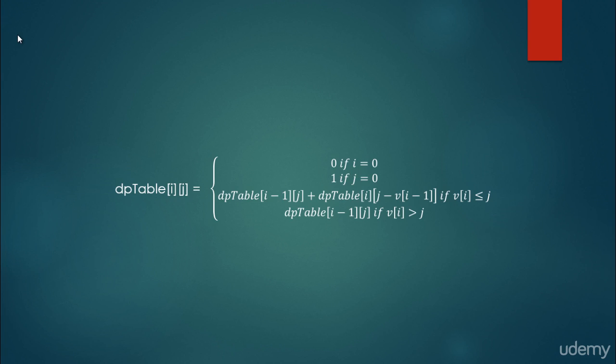Otherwise, if vi is less than or equal to j, then dp table i,j is equal to dp table i minus 1, j plus dp table i, j minus vi minus 1. It is just a formula, we are going to use it, and I hope that it will be clear. And otherwise, if vi is greater than j, then we have to use the formula dp table i minus 1, j.